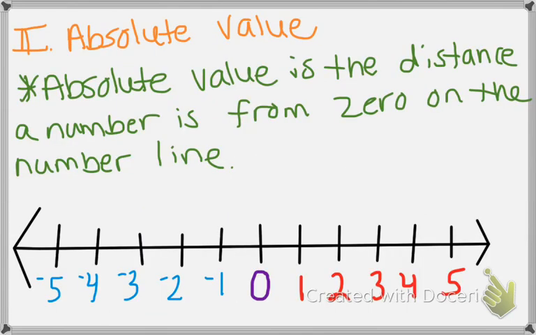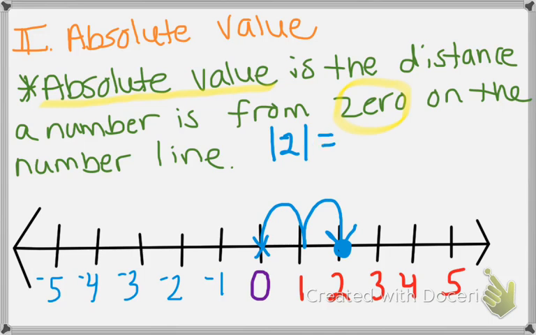Okay, second topic is absolute value. Absolute value is the distance a number is from 0 on the number line. Now, if I said, what is the absolute value of 2? What we would do is we would start at 0 and we would count how many jumps it takes to get to 2, the distance. 1, 2. Okay, so the absolute value, which is denoted this way with 2 bars on the side, the absolute value of 2 is 2.